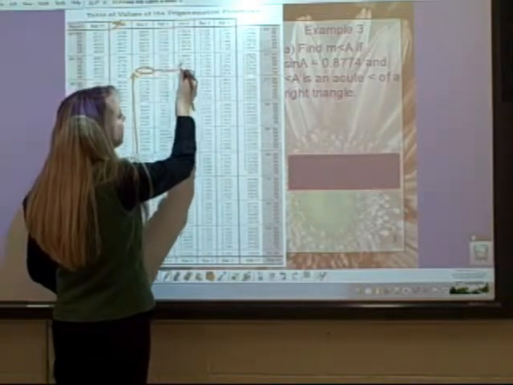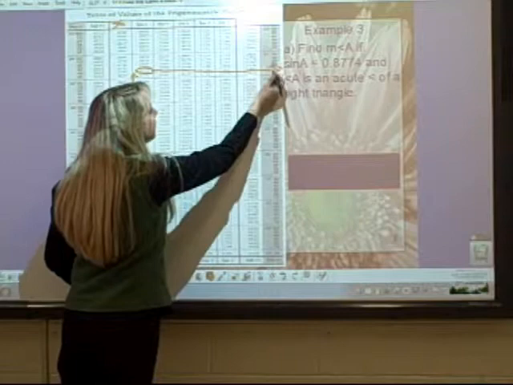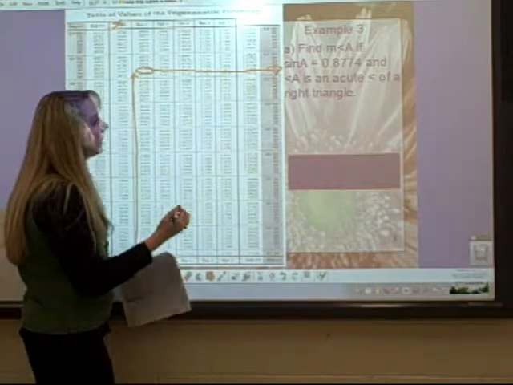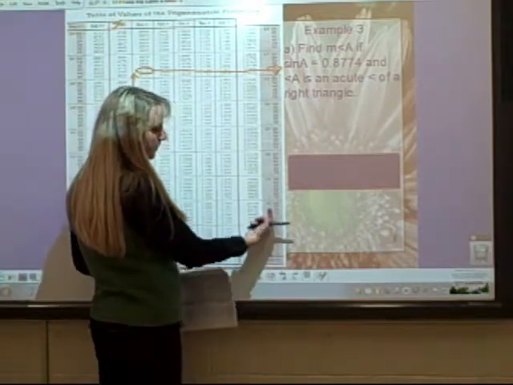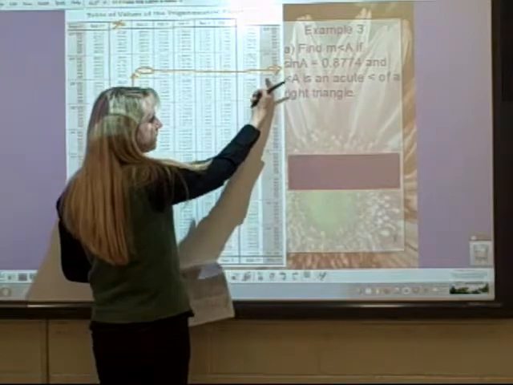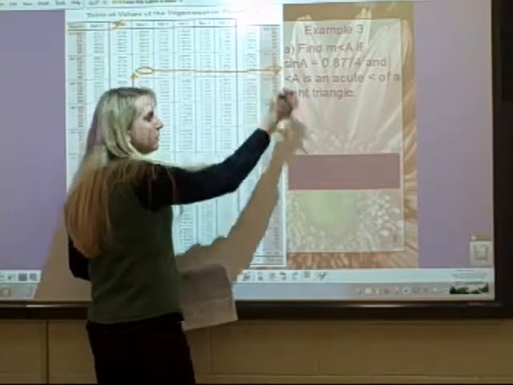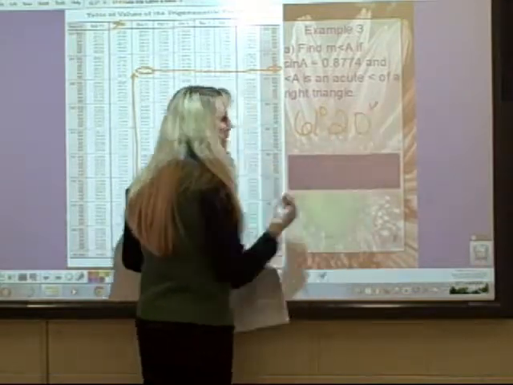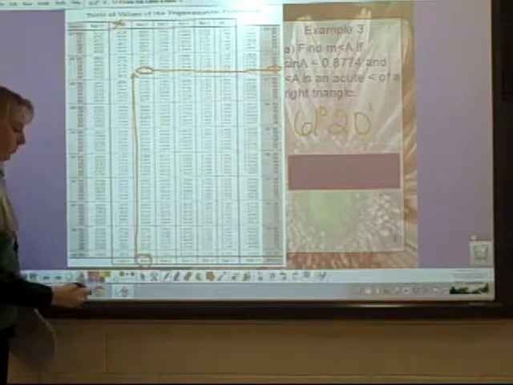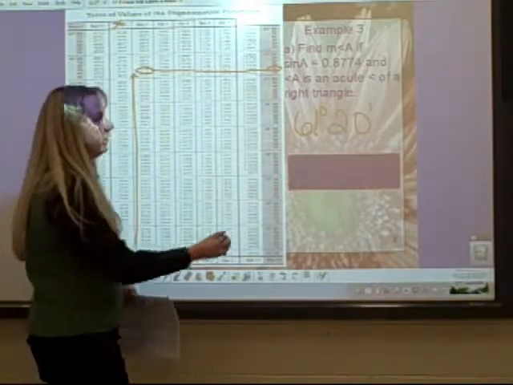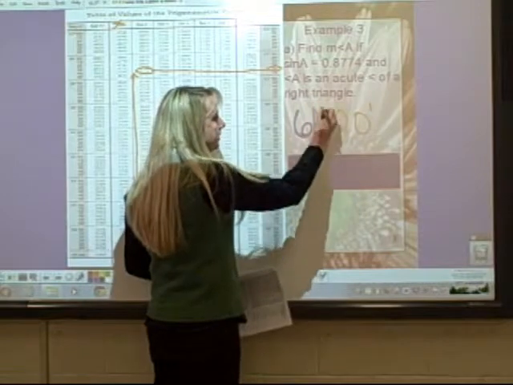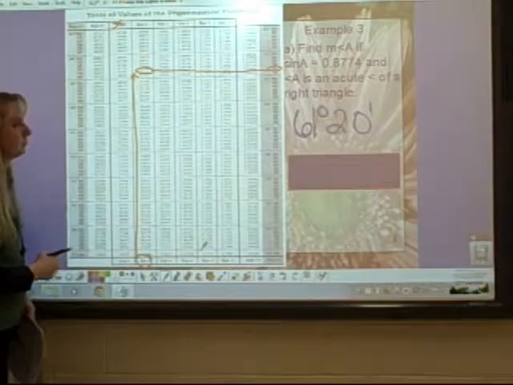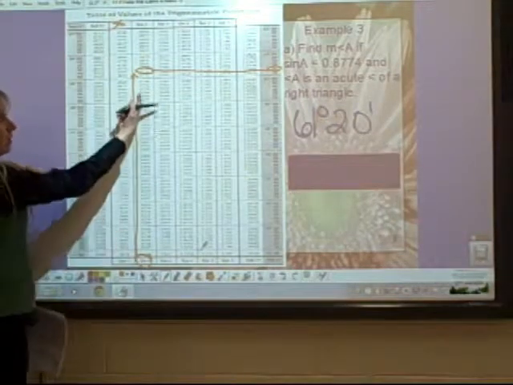So I'm gonna go across and look at where I'm at. And remember, I'm reading up from here, 54, 55, 56, 57, 58, 59, 60, 61. I'm at 61 degrees. And then I circled the 20 minutes. Let me darken that just in case you can't see it on the video. So I ended up being at 61 degrees, 20 minutes. All because I used the bottom sine column to find that ratio.